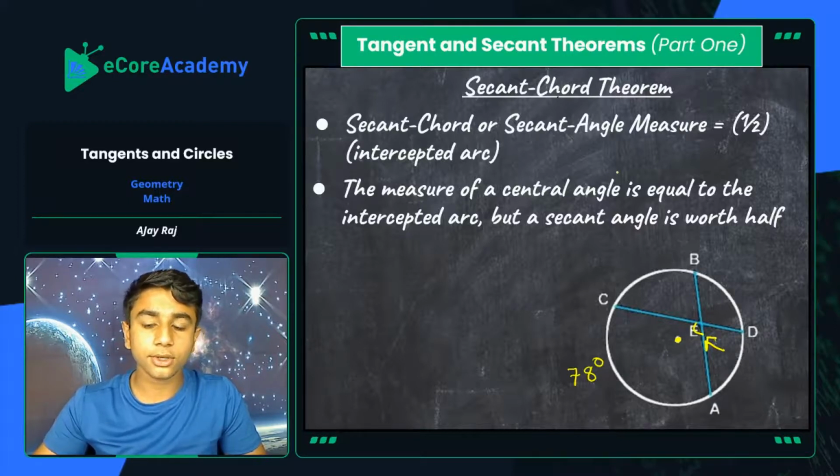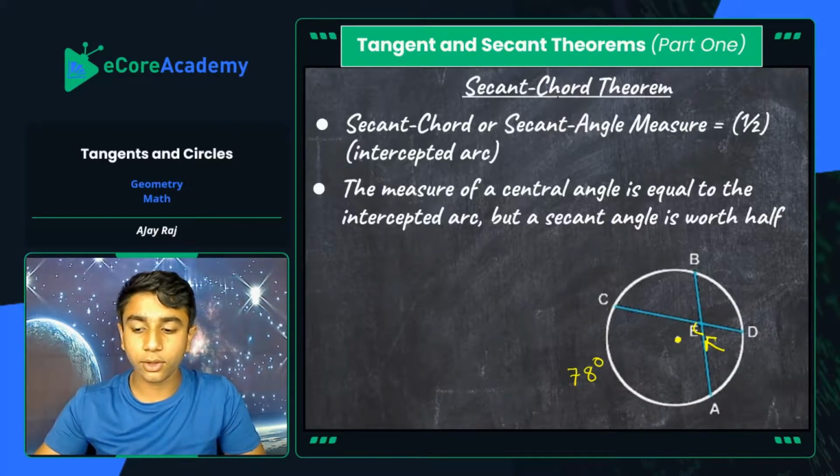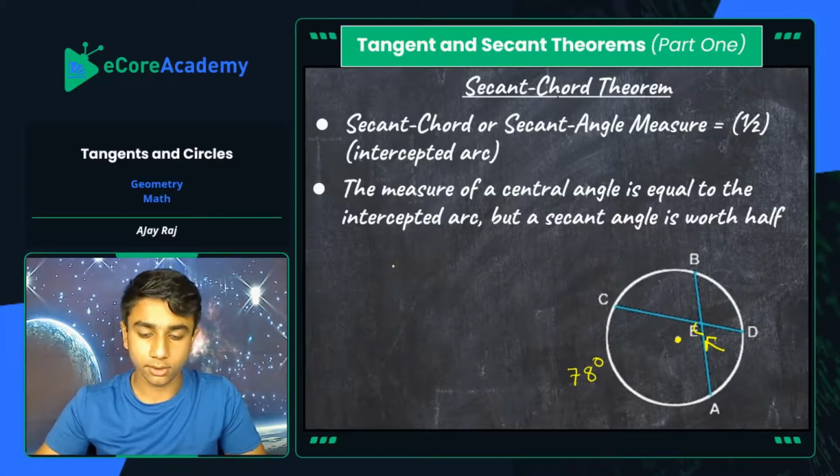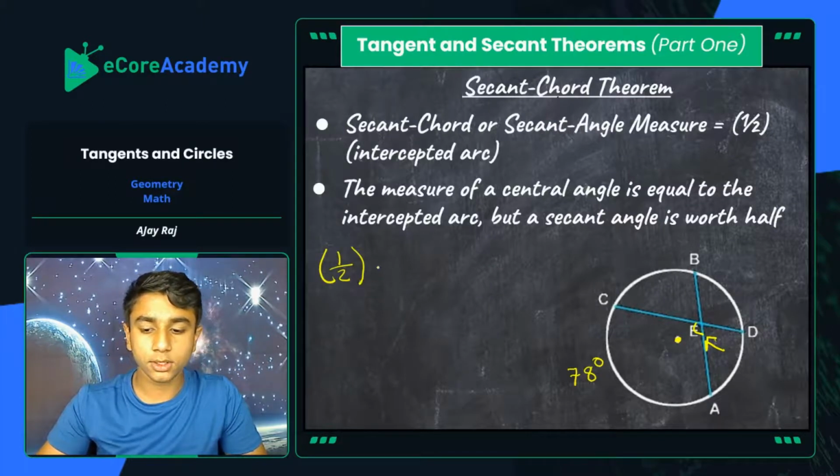We're going to utilize our equation to do so. This is a chord, so you could consider it the chord angle measure, but it can also be considered chord or secant angle measure depending on the problem. We're going to use our equation, 1/2 times the intercepted arc. Our intercepted arc measure is 78 degrees, so we input this value: 1/2 times 78 degrees.